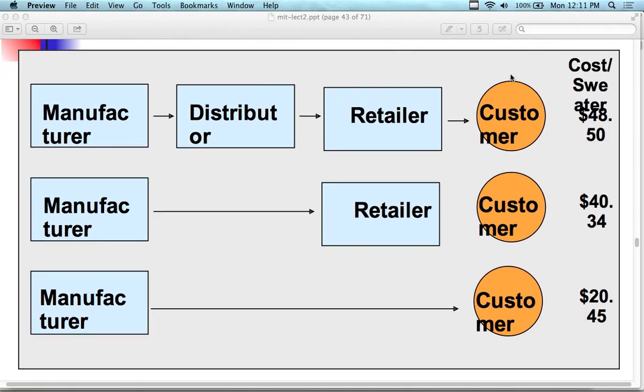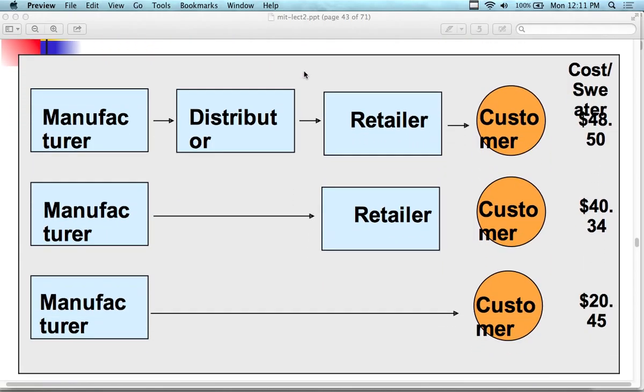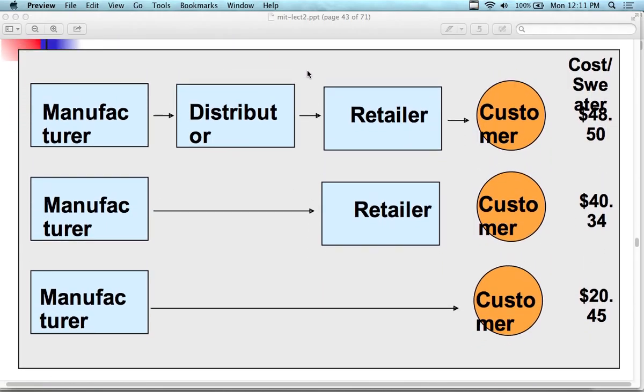And the numbering, this was in PowerPoint and I brought it up in preview. So this sweater cost is this column right here. This is $48.50, $40.34, and $20.45, which is the manufacturer's cost of the sweater, given all the distribution channels. So what businesses did with e-commerce is they got rid of all, and this is why they call it disintermediation, they got rid of all of the intermediate channels in the value chain. And this is actually more, it's not really a supply chain, it's a distribution chain. So they got rid of this here, reduced their costs, and they're selling it to the customer for the same price.